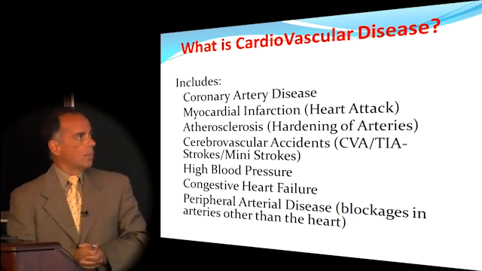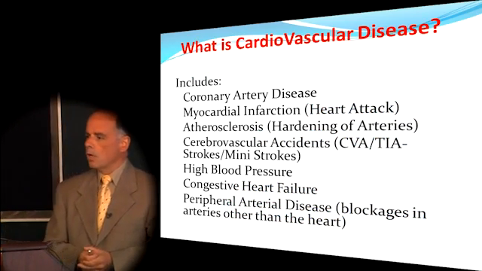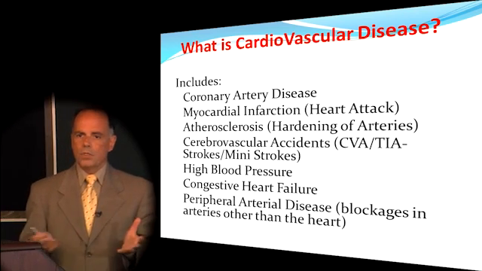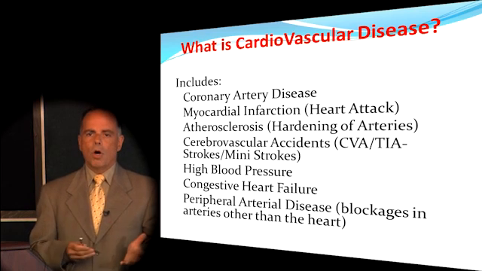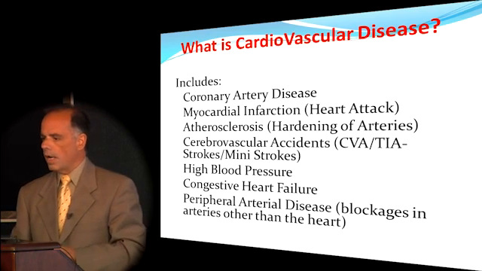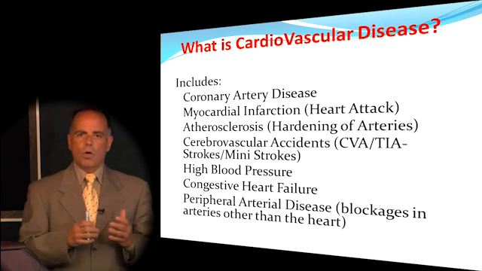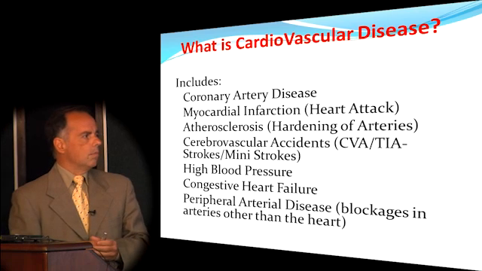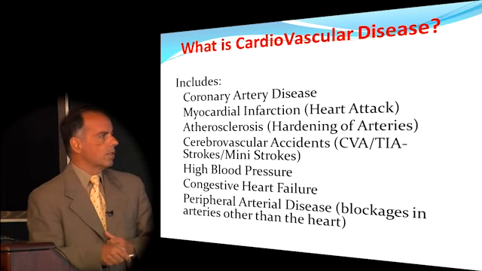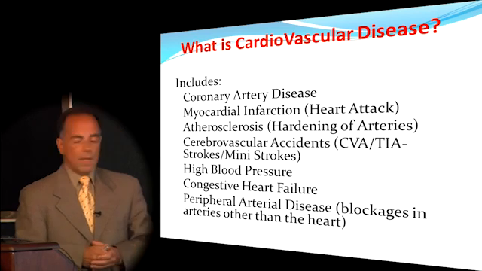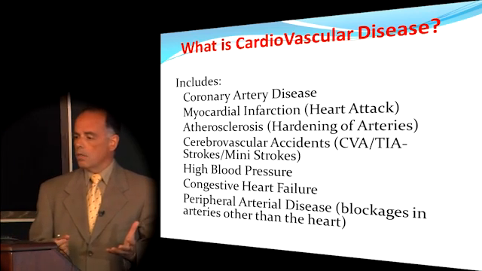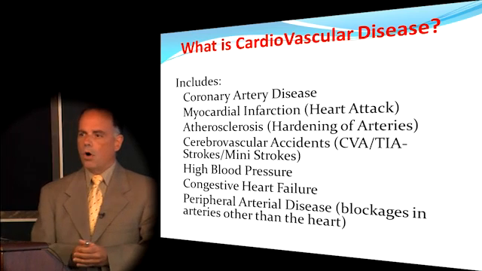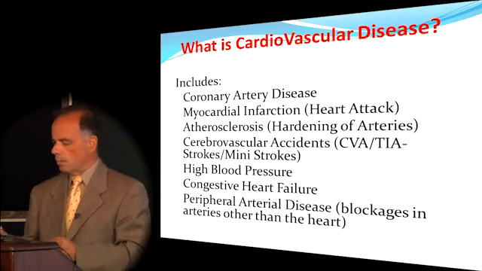So we're going to start off talking about what is cardiovascular disease. It's a very broad term, and it includes coronary artery disease, which is blockages of the arteries of the heart. It can include a myocardial infarction, which is otherwise known as a heart attack. Anything that causes hardening of the arteries is called atherosclerosis. It can include strokes, which we call cerebrovascular accidents, or CVA. It can include high blood pressure, heart failure, and finally peripheral arterial disease, which is blockages in arteries other than the heart, any other part of the body except the heart.